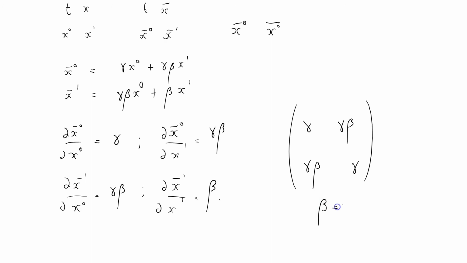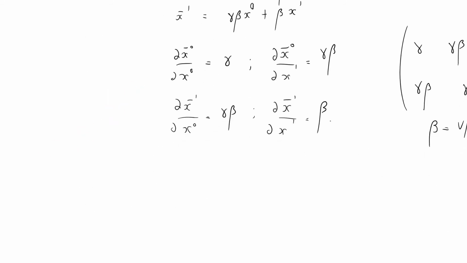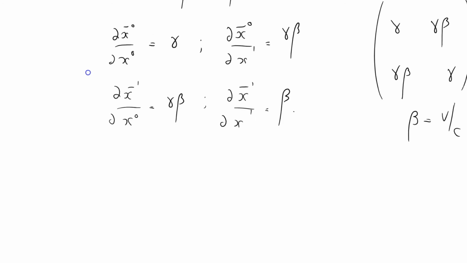Of course, beta equals v over c. It's just a constant. And gamma equals 1 over root 1 minus beta squared. It's just a constant. They're just functions of the relative speed. Well, this is great. Now, why do I want to do that?